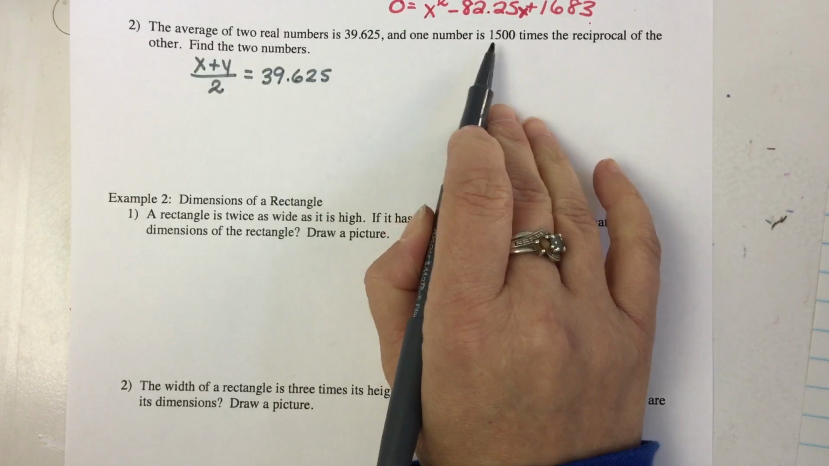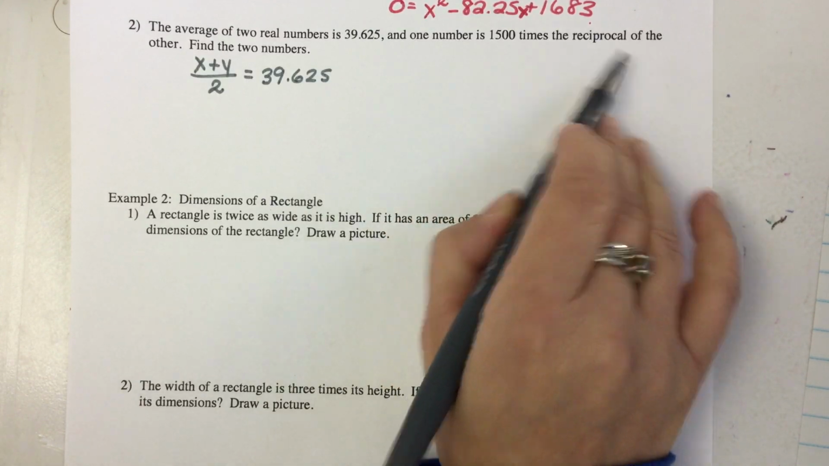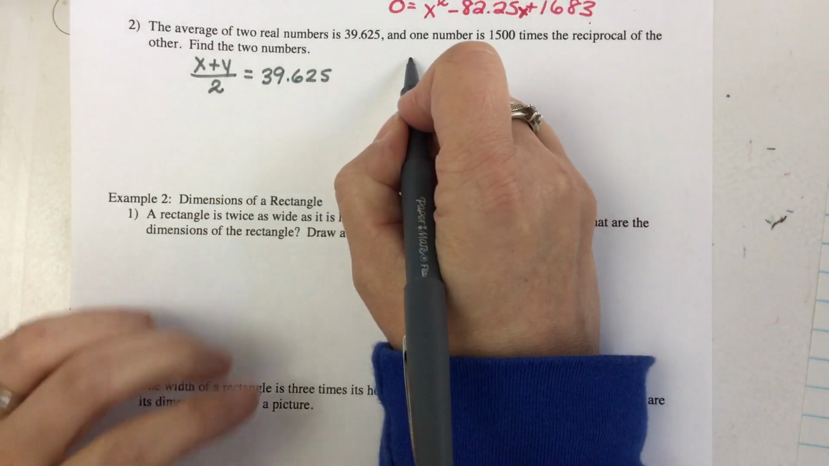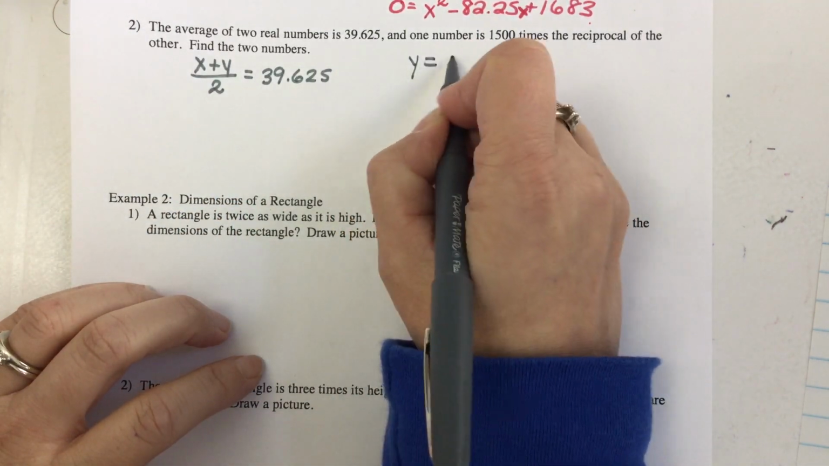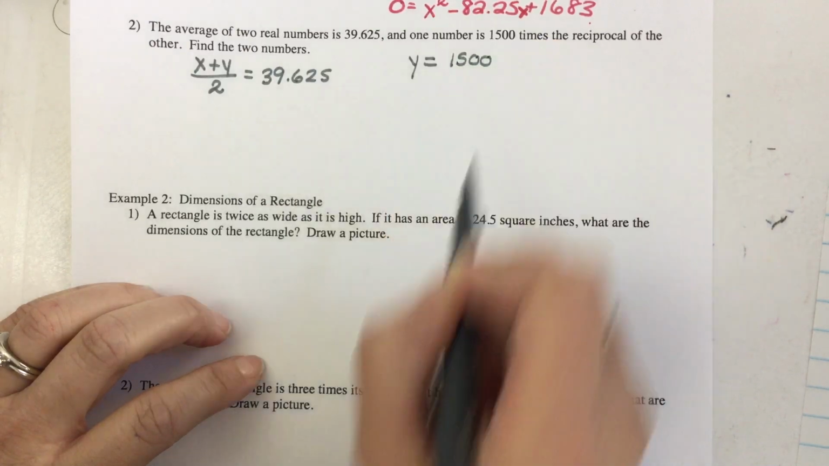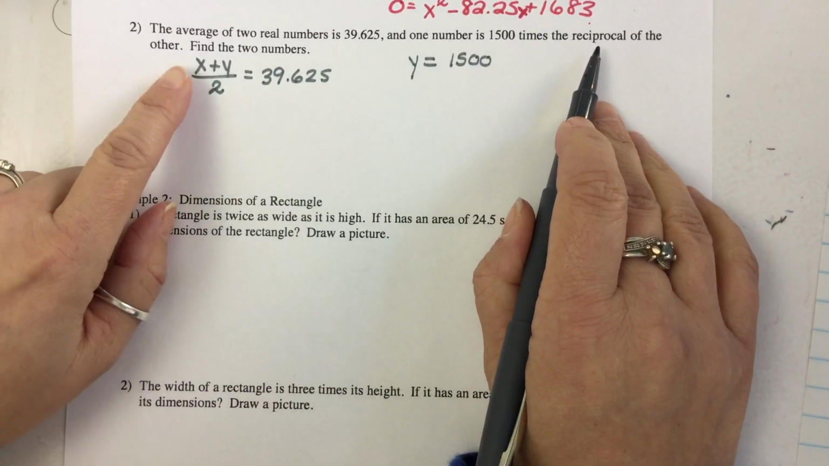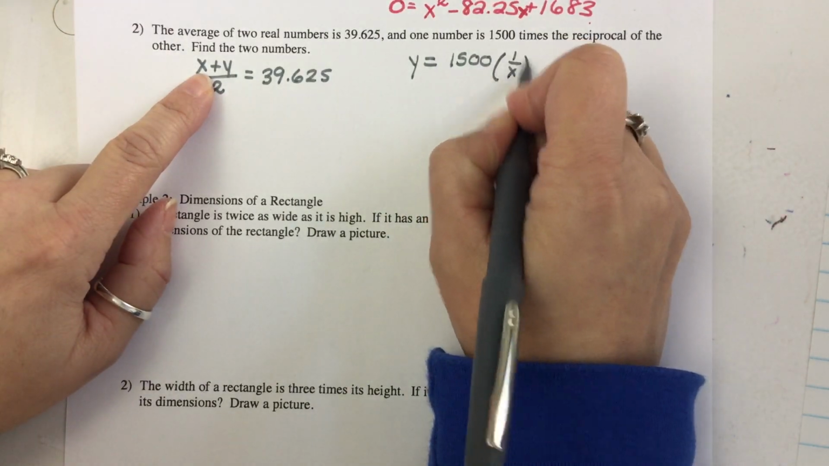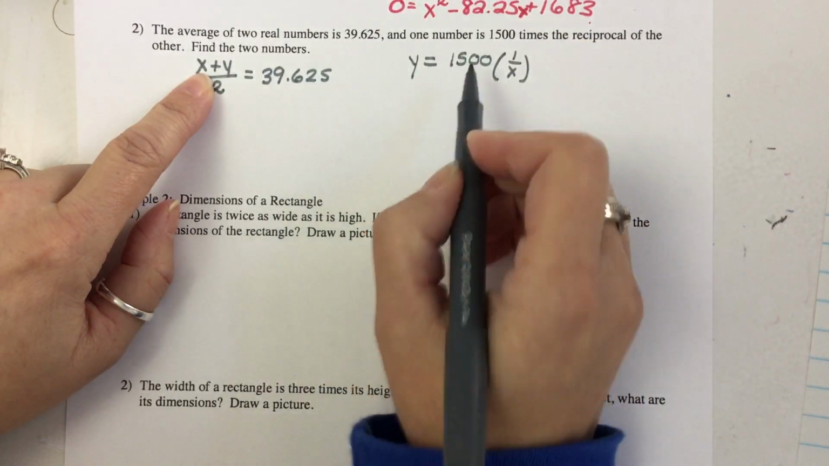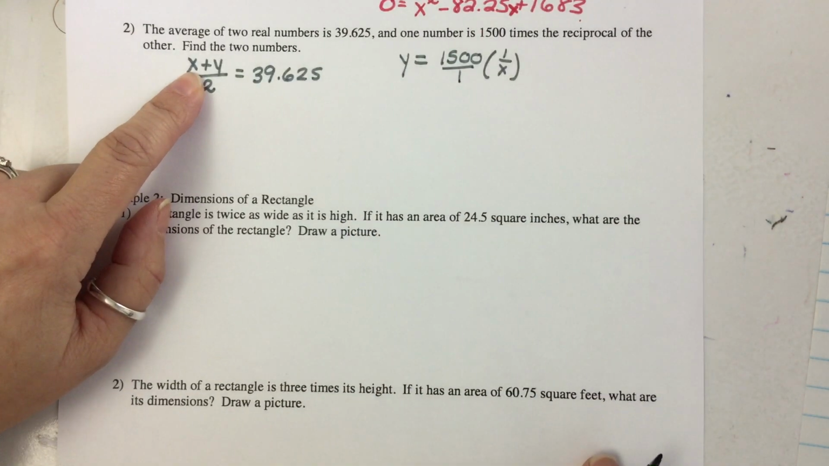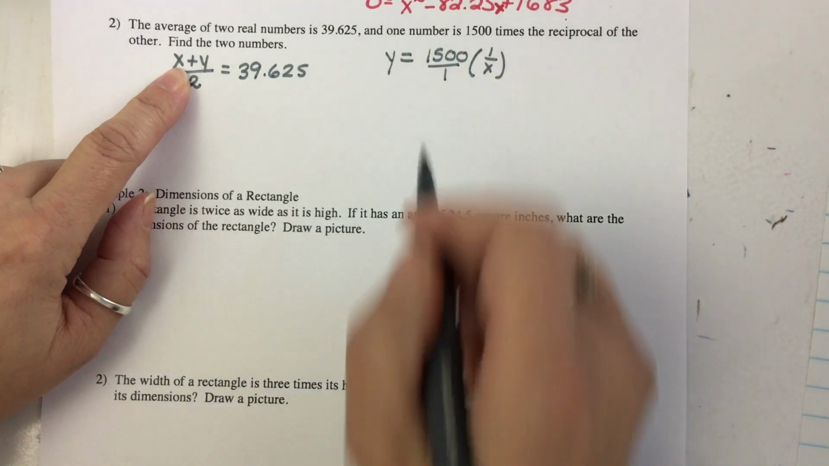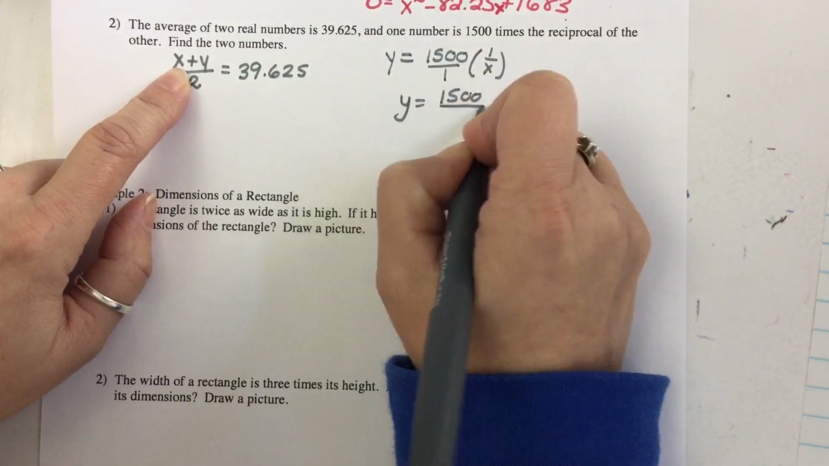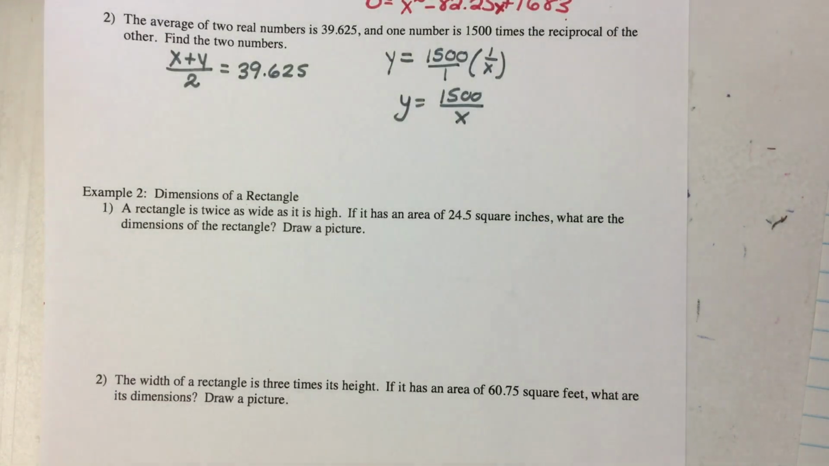One number is 1,500 times the reciprocal of the other number. Well, let's just say that that one number is y, okay? So y is 1,500 times the reciprocal of the other number. Well, our other number is x. The reciprocal of x would be 1 over x. So what this is, remember if you're multiplying fractions, it's top times top, bottom times bottom. So what happens here is y is really 1,500 over x.